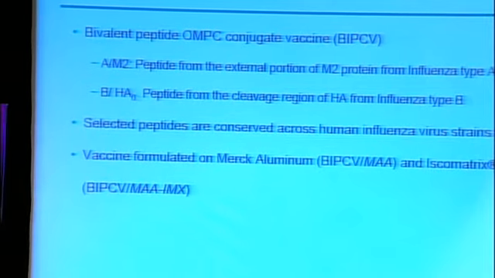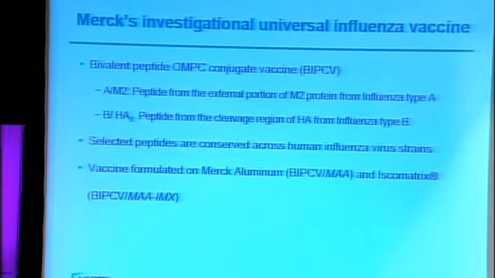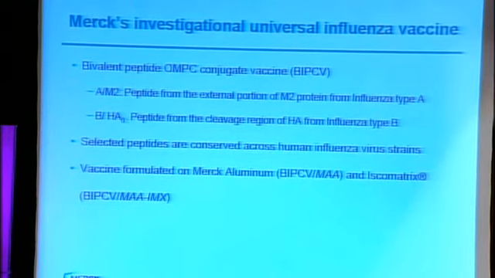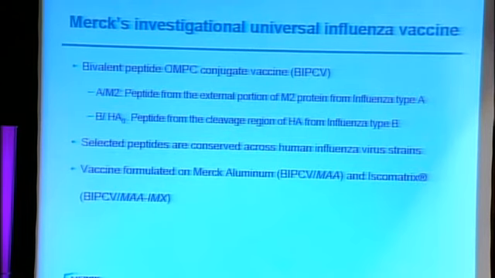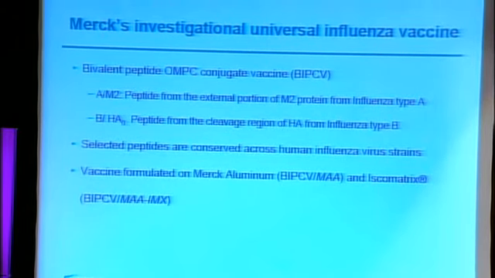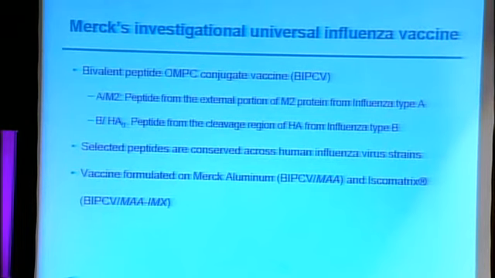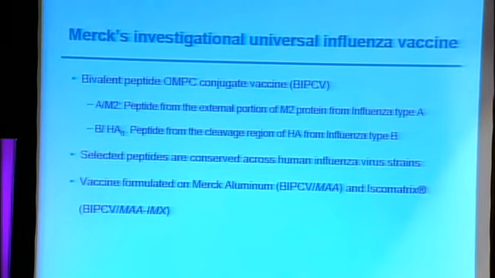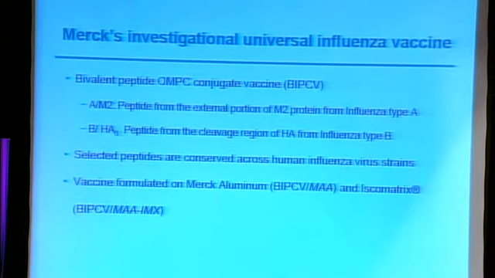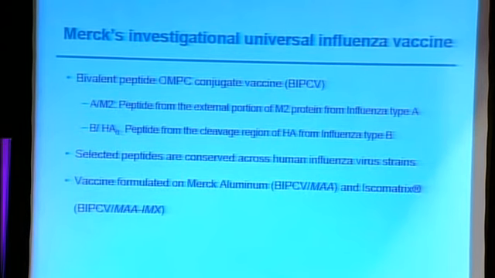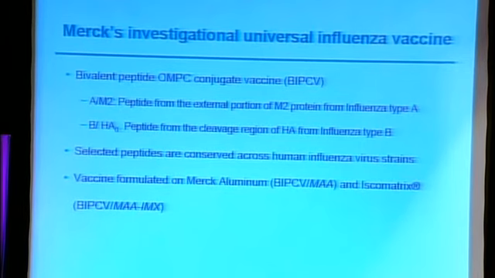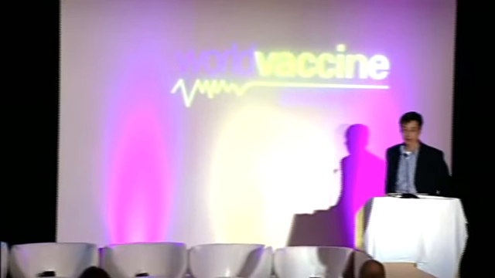The first example is our investigational universal flu vaccine, which is based on M2 peptide and also hemagglutinin cleavage site peptide. It's a bivalent vaccine conjugated to meningococcal outer membrane protein complex called OMPC. The vaccine has M2 from flu A and HA0 from flu B. The vaccine is formulated in Merck alum or alum plus saponin-based adjuvant ISCOMATRIX from CSL.